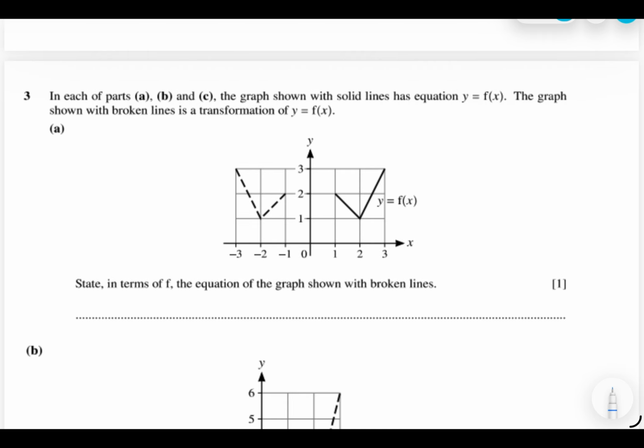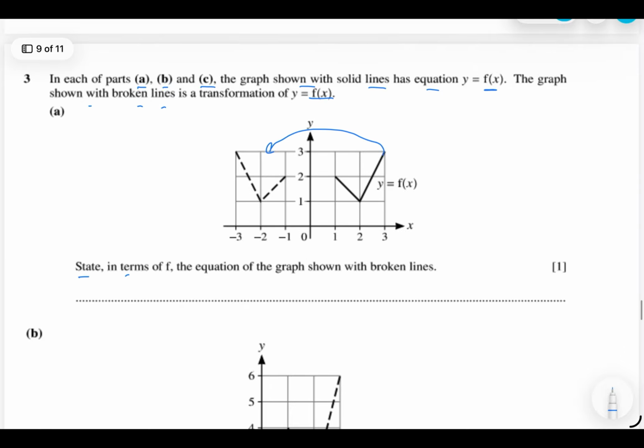All right. In each of the parts A, B, and C, the graph shown with the solid line has the equation y equals f(x). The graph shown with the broken line is the transformation. So this is the function and this is the transformation. State in terms of f the equation of the graph shown with broken lines. So this was the function before. This is the function afterwards.